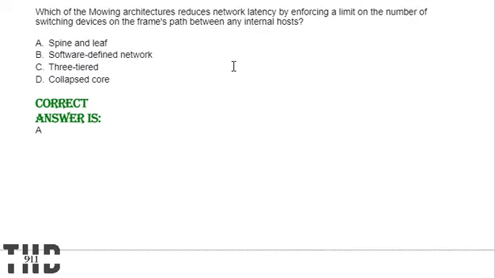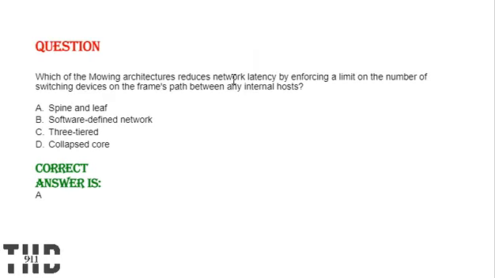Which of the following network architectures reduces network latency by enforcing a limit on the number of switching devices on the frame path between any internal hosts? Option A, spine and leaf. Option B, software defined network. Option C, three tiered. Option D, collapsed core. Option A is correct.